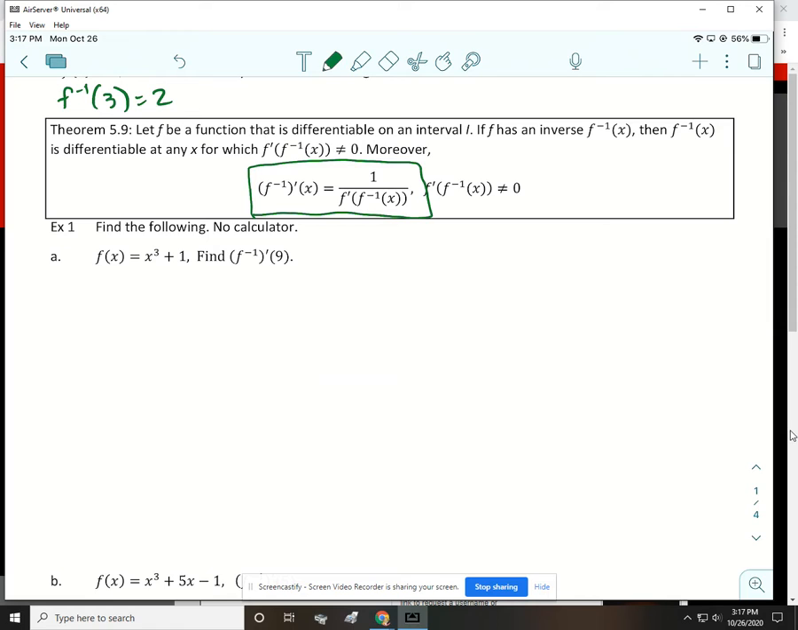Okay, so this is a lengthy process. So we're given a function f of x, and we're asked to find f inverse prime of 9. So the first thing we want to do is just go ahead and find f prime of x, and we're going to use it later. At the beginning, we don't need it, but we're going to go ahead and find it. F prime of x is just the power rule, is 3x squared.